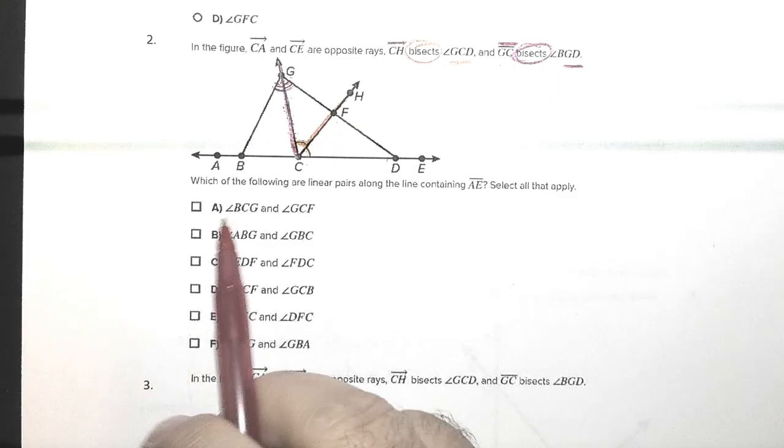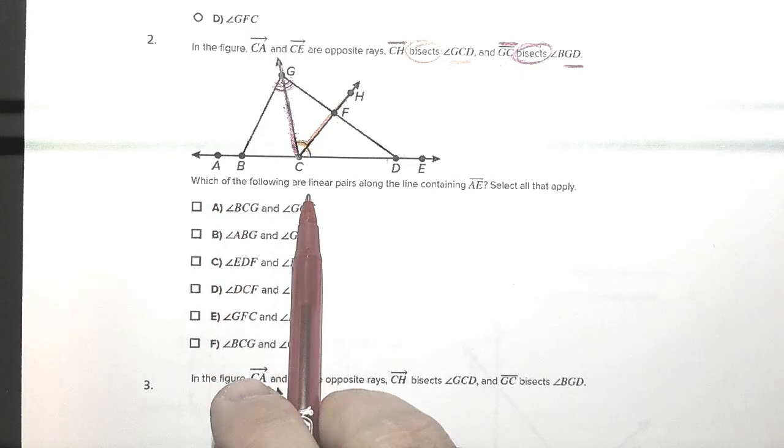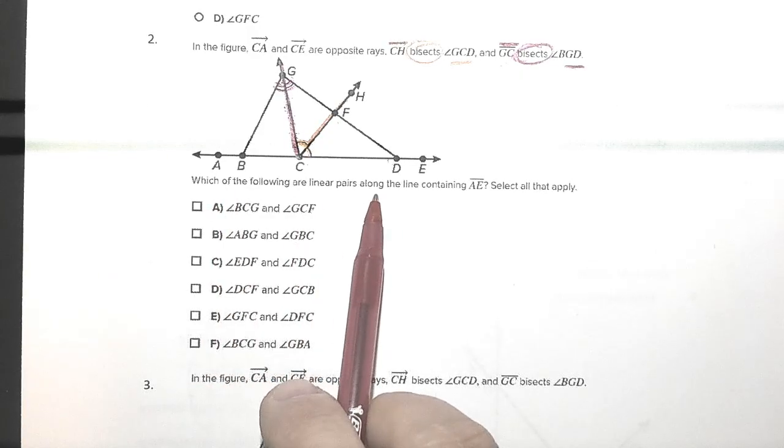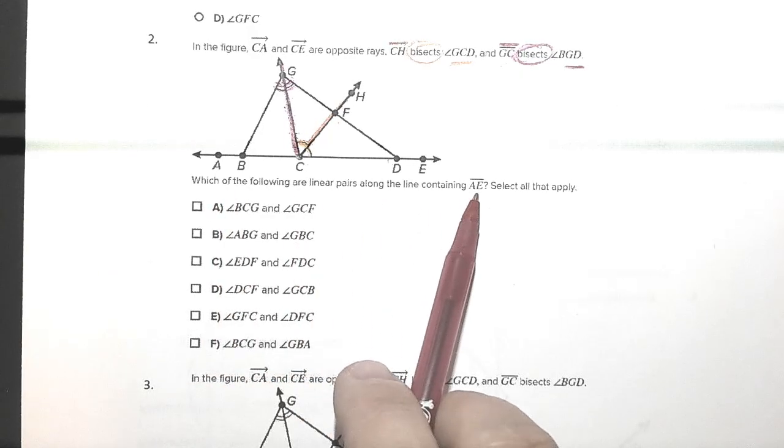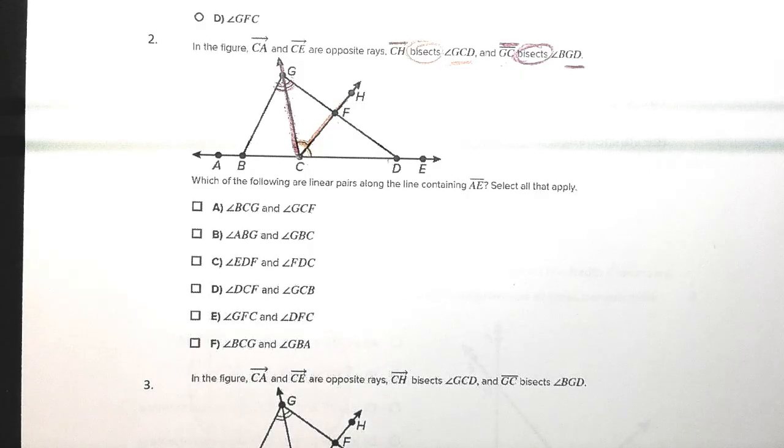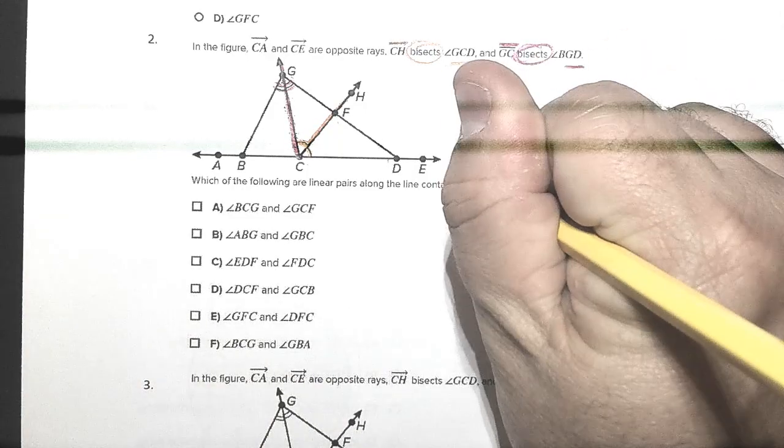All right, so which of the following are linear pairs along the line containing AE? So let's see. Trying to think how to make it the most visible. We'll just do this. So AE.